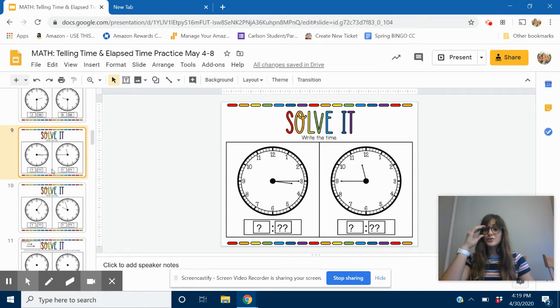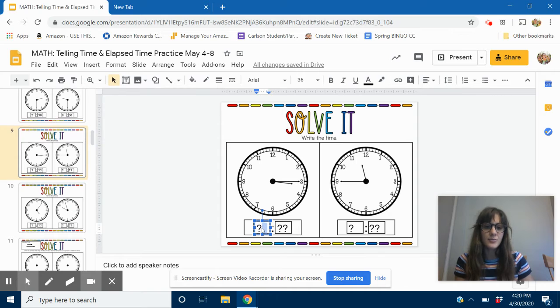Okay, so here's where it starts getting a little bit trickier because it's going to look like these hands are pointing in the same direction and it just gets a little confusing. So I'm going to help you with it. Okay, so the hour hand is pointing between the 3 and the 4. That means we are still in the hour of 3 because it has not reached that 4 yet. It has not gone past the 4. And our minute hand is also pointing towards the 3, but don't write 303.